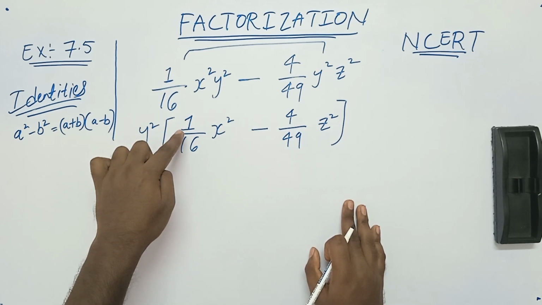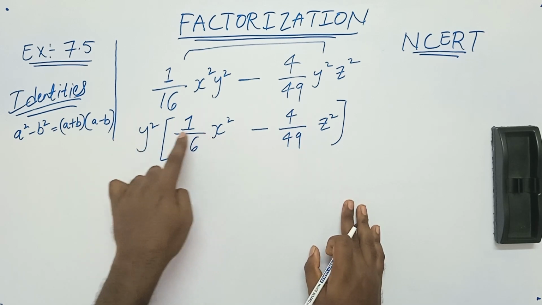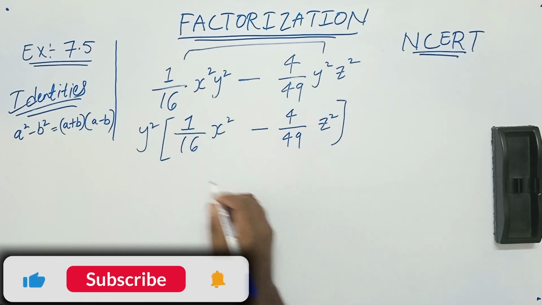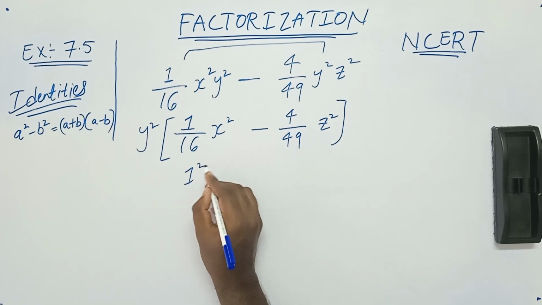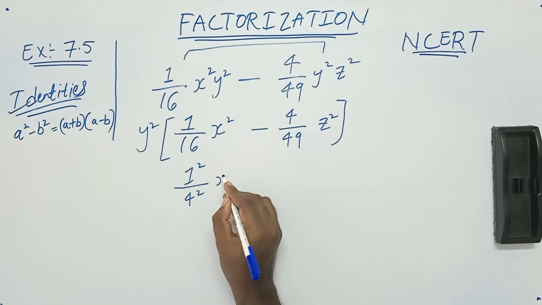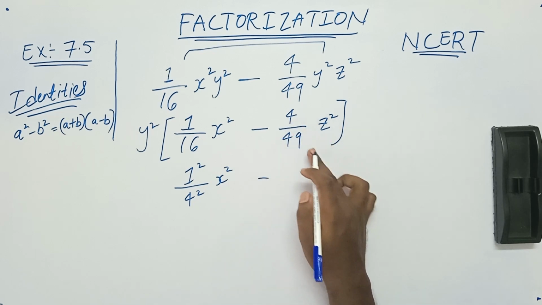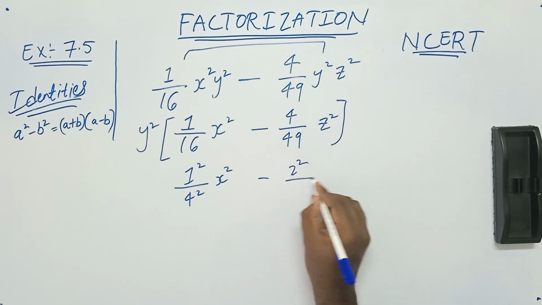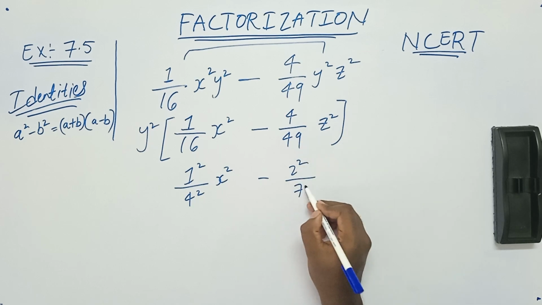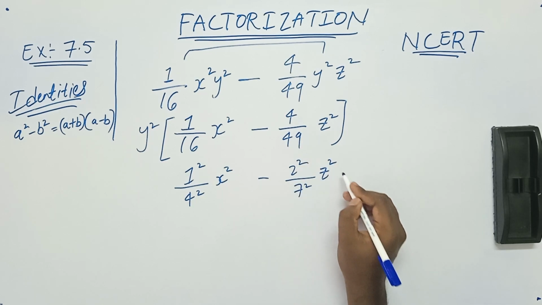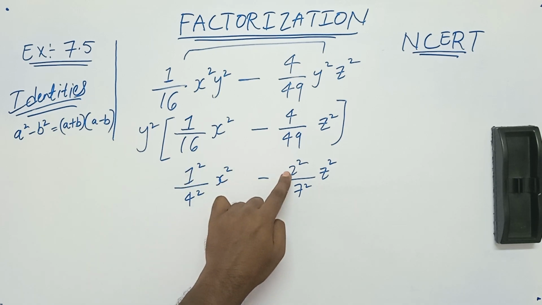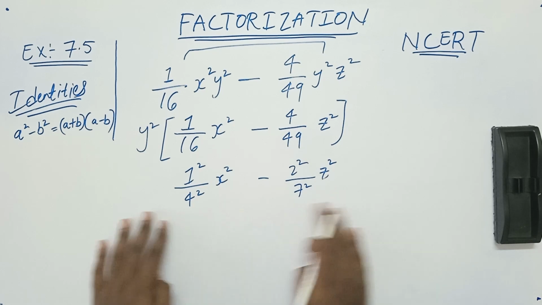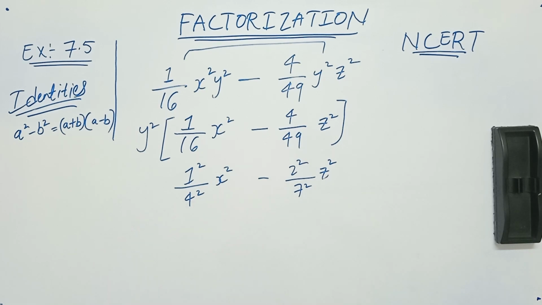So here you have 1 upon 16 x square. If you just rewrite this 1 upon 16 as 1 square upon 4 square times x square, and if you rewrite this 4 as 2 square upon, and this 49 as 7 square, times z square, it looks like 1 square over 4 square times x square minus 2 square upon 7 square z square. It just looks like this. If you clearly observe here, there's something that we can solve here.